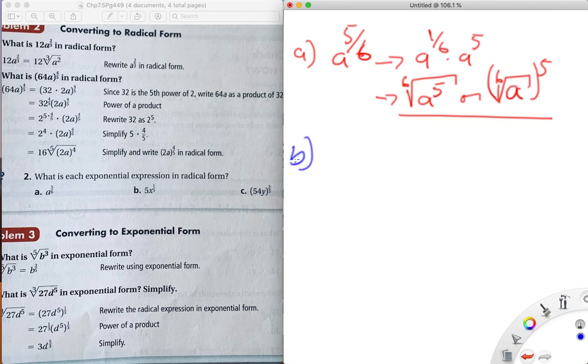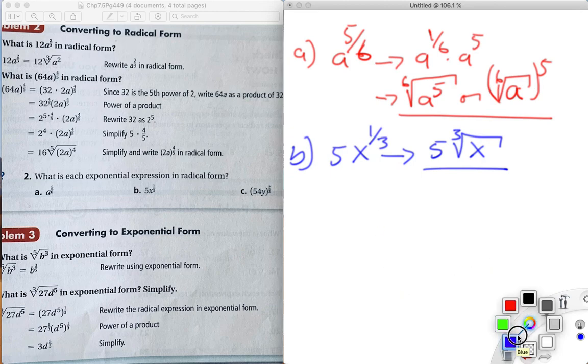Got it. B. We have 5x to the 1/3. Since the 5x is not in parentheses, the only thing that's raised to the 1/3 power is x. So it's going to be 5, and then 1/3 means I'm dealing with an index of 3 or a cube root. So it's going to be 5 times the cube root of x.